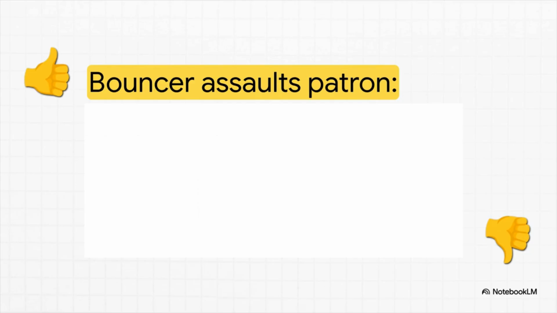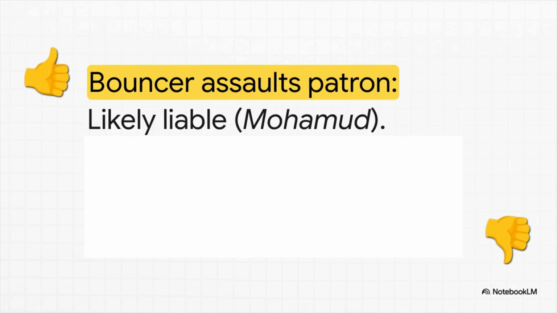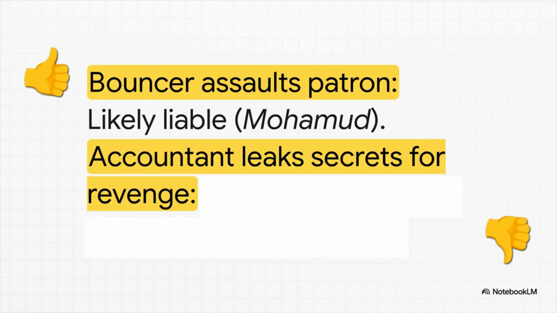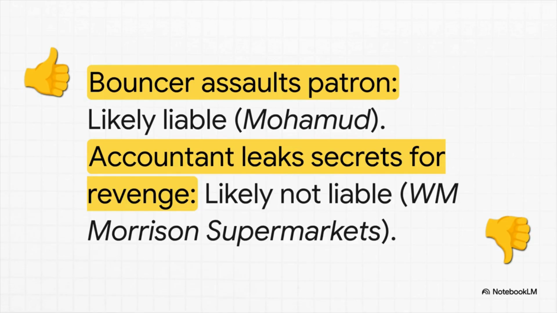So how does this actually apply in a problem question? Okay, scenario 1. A bouncer argues with someone about getting into a club, follows them outside, and assaults them. Is the club liable? Yeah, that's looking very likely, following the reasoning in Mohamud. Scenario 2. A bitter accountant leaks company secrets to get revenge on his boss. Is the company on the hook? Probably not. That looks a lot more like a personal act of vengeance, breaking the connection, just like we saw in that second Morrisons case.